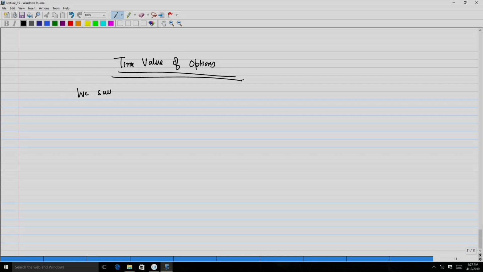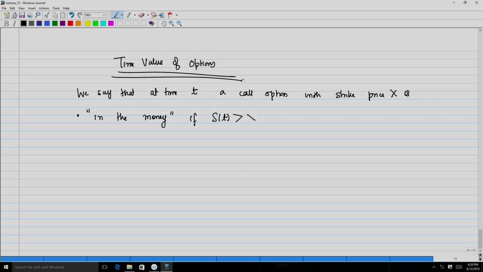So, we say that at time t, a call option with strike price x is in the money if S_t is greater than x, at the money if S_t is equal to x, and out of the money if S_t is less than x.